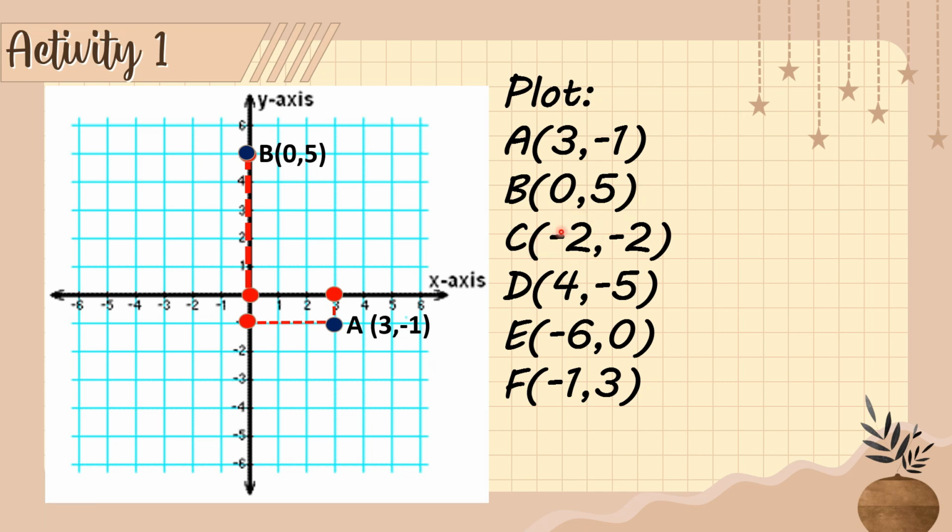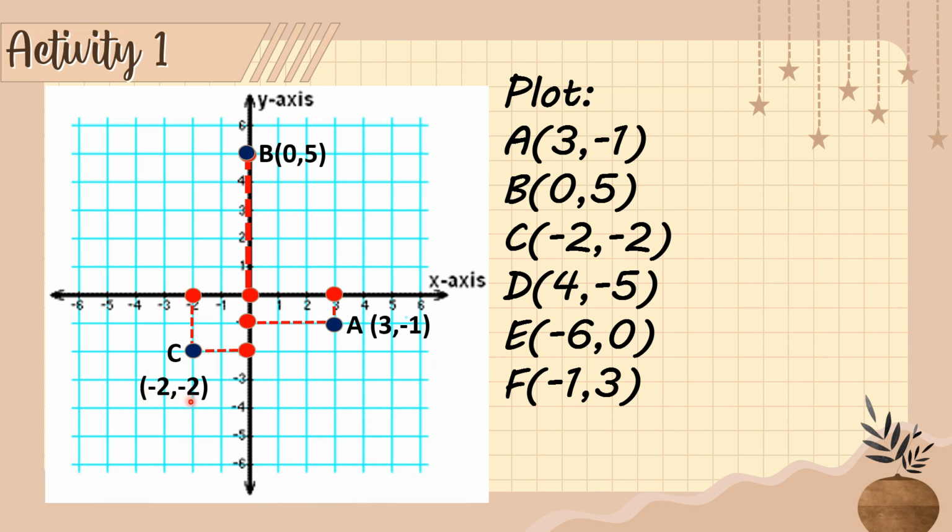So, we have here x, negative 2, and si y is also negative 2, dira. And let's meet them. Kung asa magtagbo, that is our point. So, this is point C with ordered pair negative 2 and negative 2.